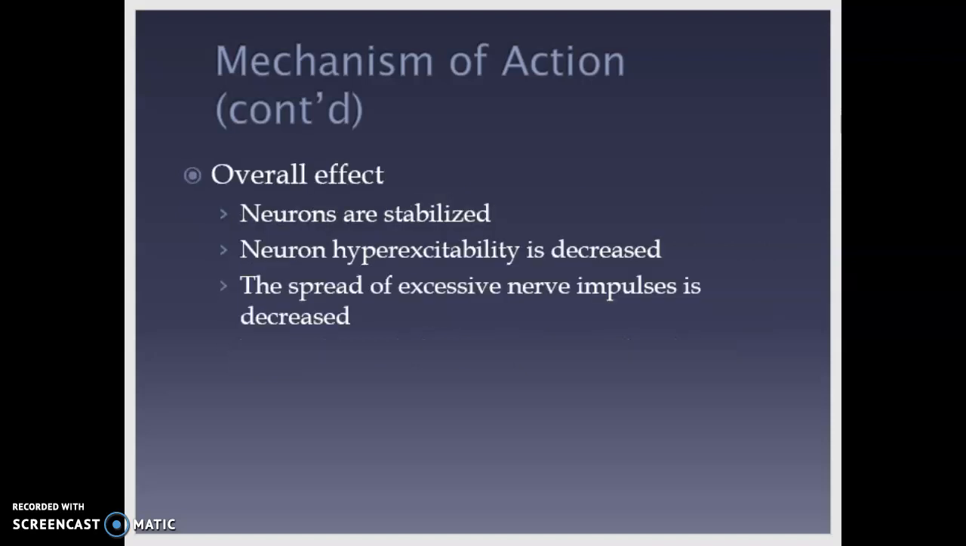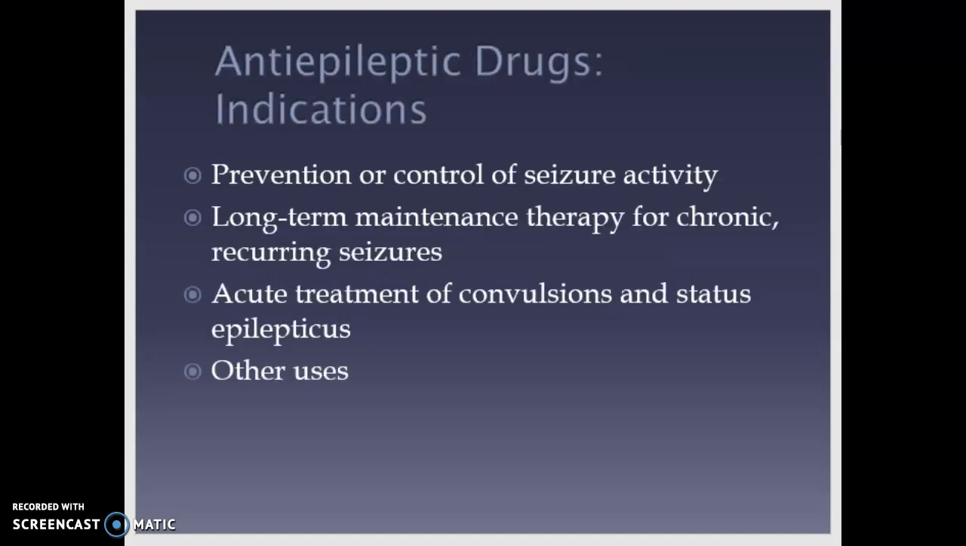Now, regardless of the mechanism of action, the overall effect that we're achieving here is that the neurons are stabilized, the neuron hyperexcitability is decreased, and the spread of this excessive nerve impulse is decreased, thereby reducing the seizure. The anti-epileptics are indicated for the prevention or control of seizure activity, long-term maintenance therapy for chronic recurring seizures, the acute treatment of convulsions and status epilepticus, and then some other uses.